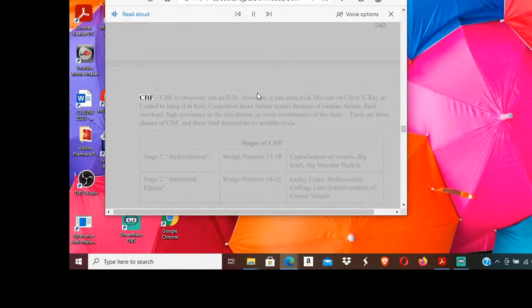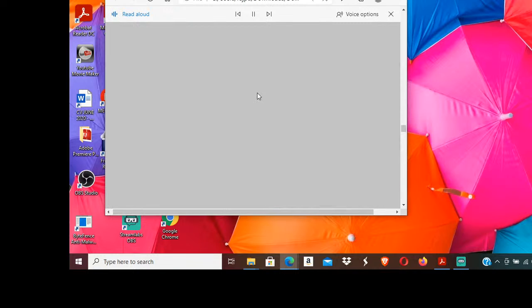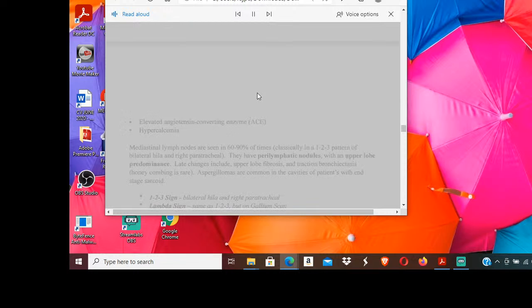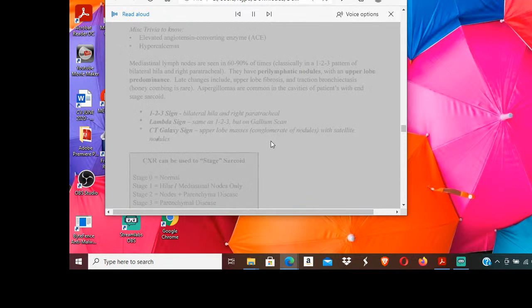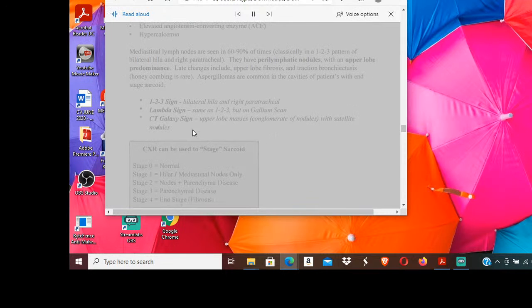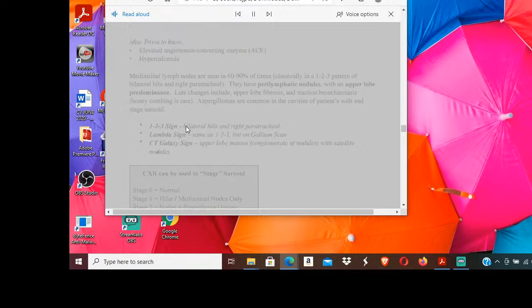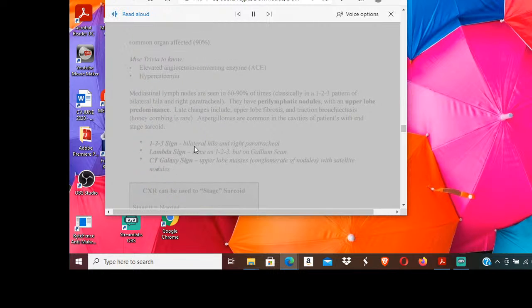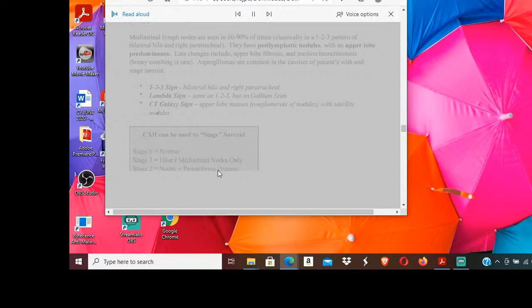340. CHFC. Common organ affected, 90%. MISC trivia to know, elevated angiotensin converting enzyme, ACE, hypercalcemia. Ages between 20 to 40. Along those lines.